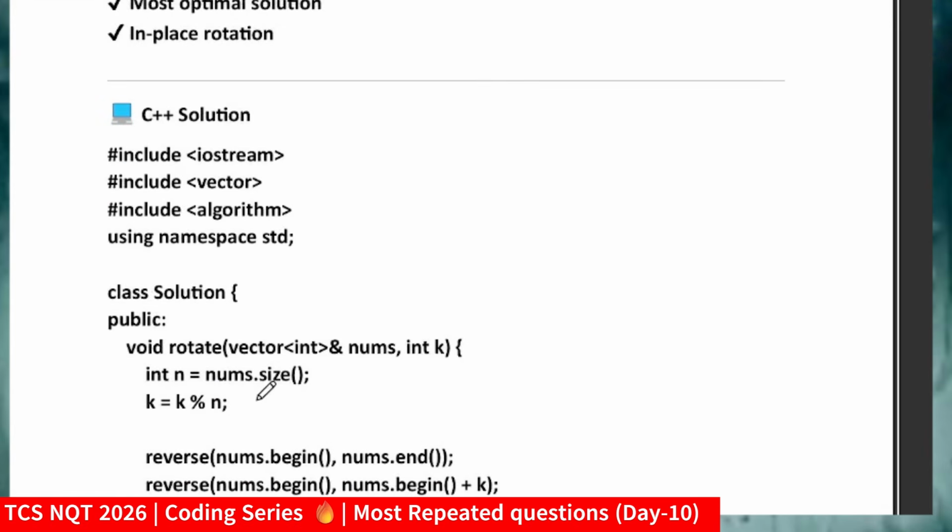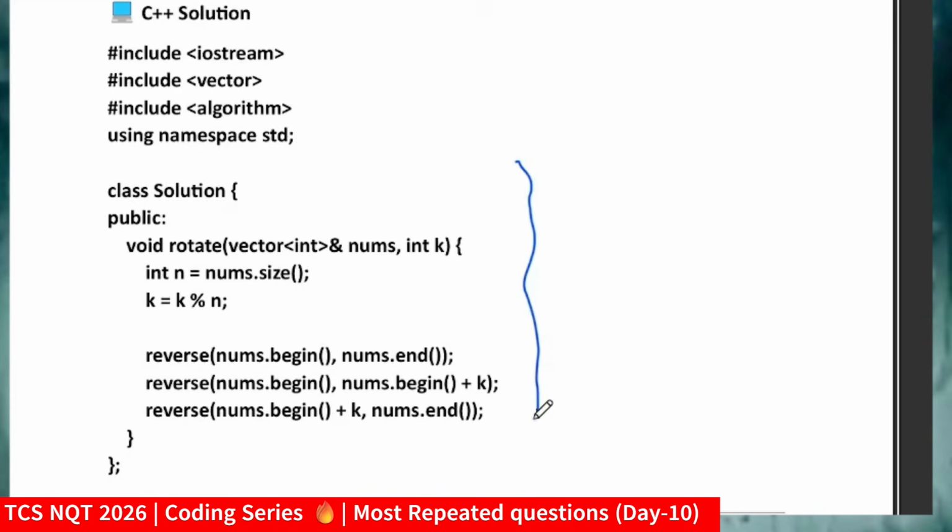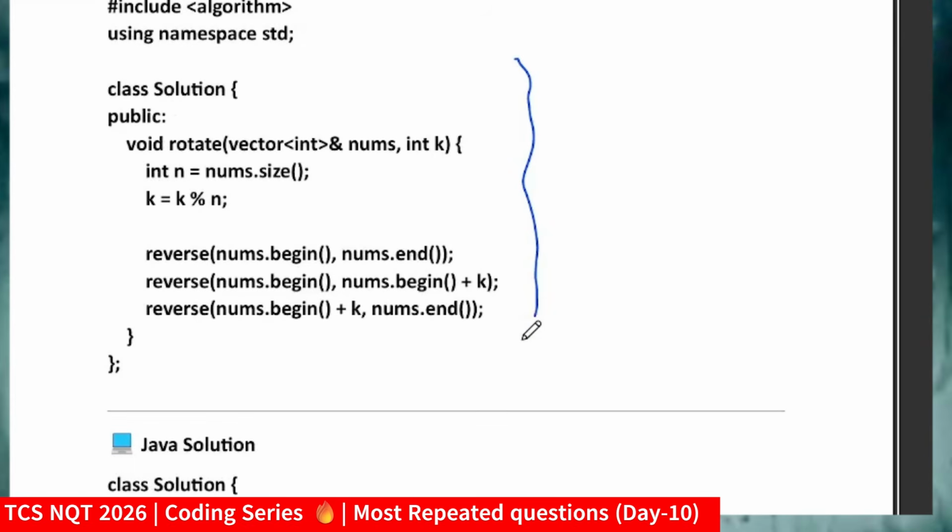This is the solution. I'm just declaring the function, but I will show you in the compiler too how we are going to run this. The rotate function takes the array input and the value of k, that is, how many times you have to rotate. First, n will be nums size, meaning the array size, and k equals k mod n. So first I will calculate the value of k, then I will reverse the entire array.